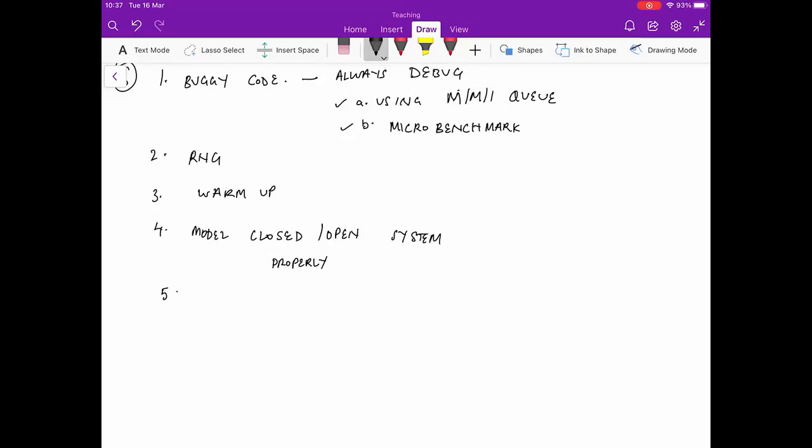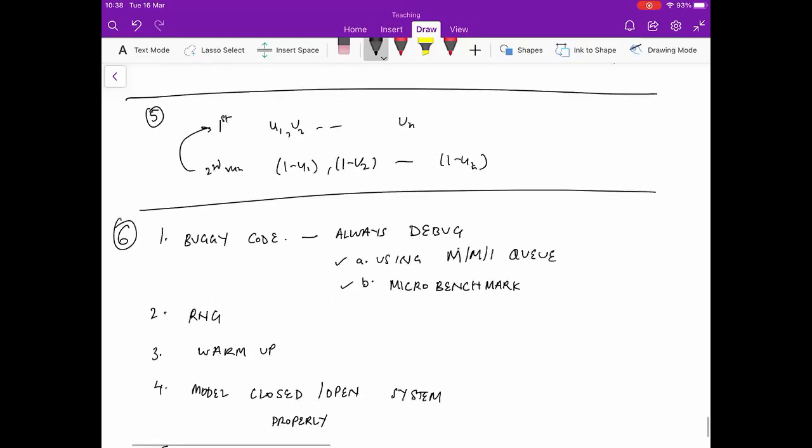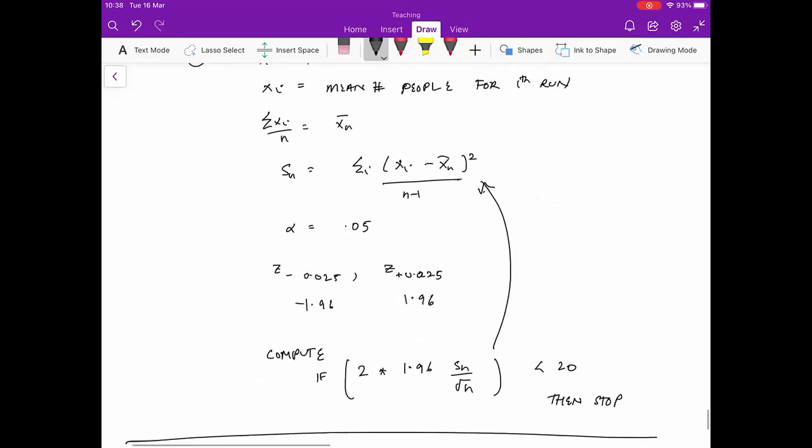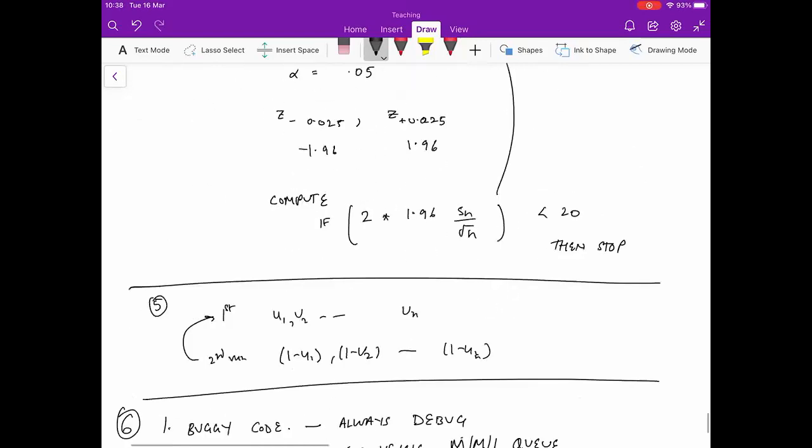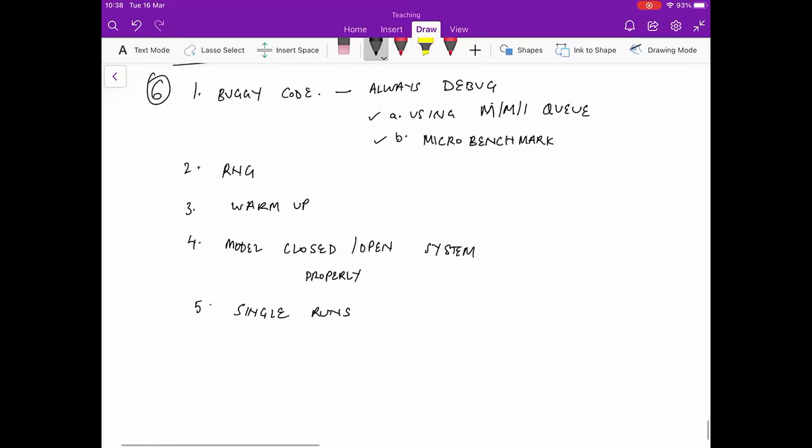The fact that we're using a single long simulation run. Exactly. Yeah. Because as I mentioned earlier, we want to do lots of replications, as many as we can afford, because the central limit theorem only applies when you have enough replications. So if you're doing a single long run, then you're not really guaranteed.